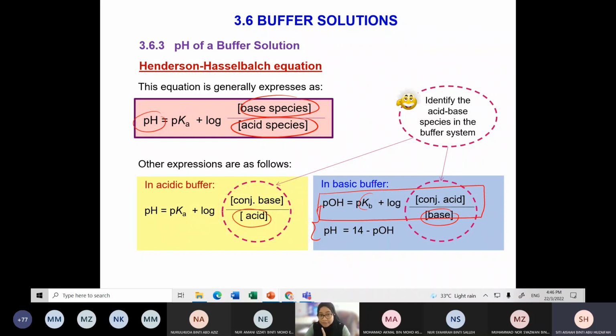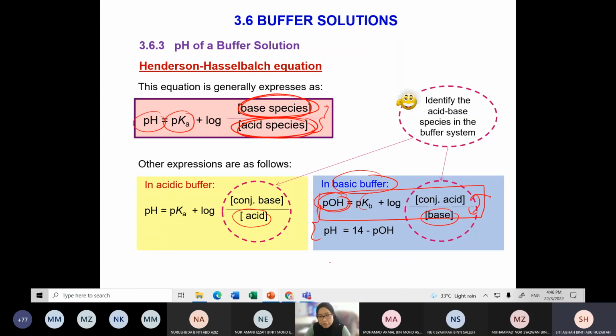But the alternative for the basic buffer: because with the basic buffer you have to calculate pOH first and then subtract. The alternative, if you want to be quick, is that you may calculate the pH directly, but you have to be careful here. The top and bottom will swap, and this one should be pKa. So if you have Kb, you have to convert it to pKa. The base species, meaning the weak base, will be on top, and the acid species, which is the conjugate acid, at the bottom, which is different from when we calculate pOH first.